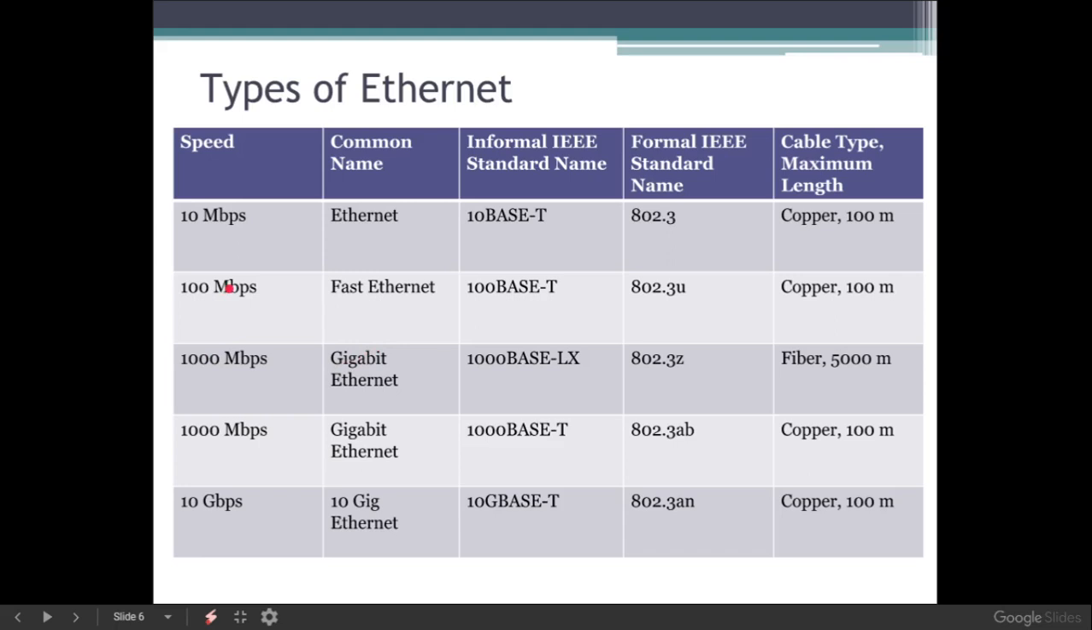The LX, I understand the T is twisted. What is LX? The LX is when you're using fiber, right? Oh. Yeah. So the L is for long. So if you look over to the right, you see the distance is 5,000 meters. Yeah, over 3 miles, huh? Yeah.